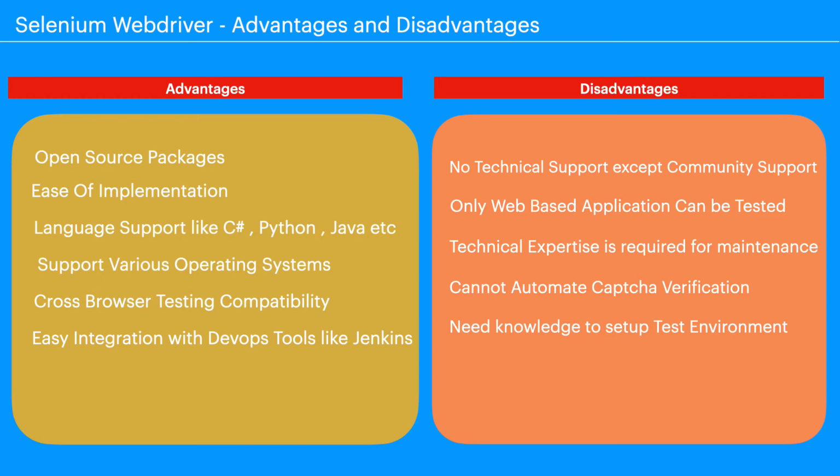Easy integration with DevOps tools like Jenkins. Selenium can be easily integrated with CI/CD pipeline tools, that is Jenkins, and with this you can have a lot of advantages to make your project a complete agile project.